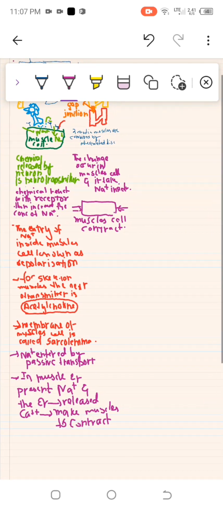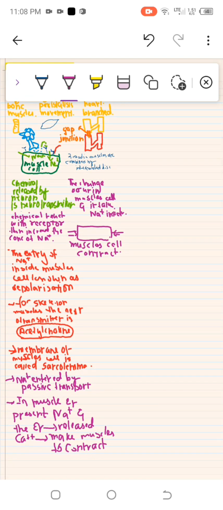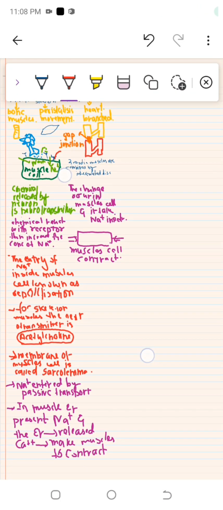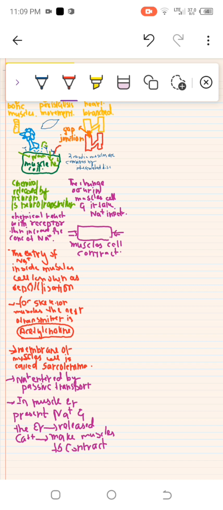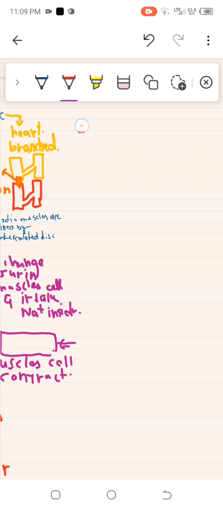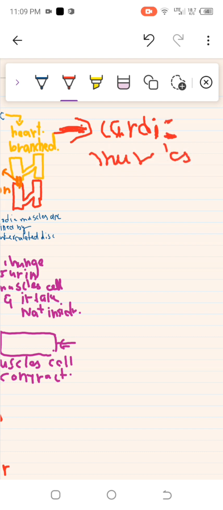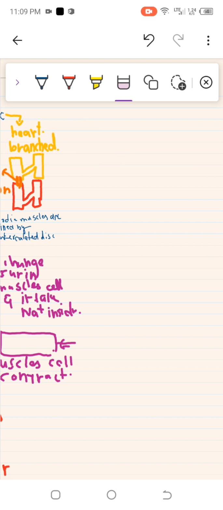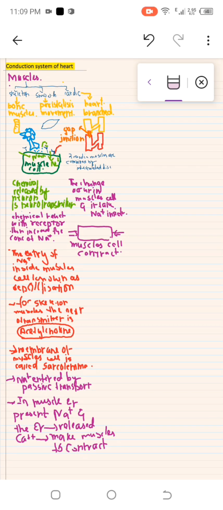So I hope till that it is clear to everyone. Now let's discuss the cardiac muscle in somewhat more detail. Here we have cardiac muscle. Okay, up till that it is clear to you guys. Now we are going to discuss the cardiac muscles.